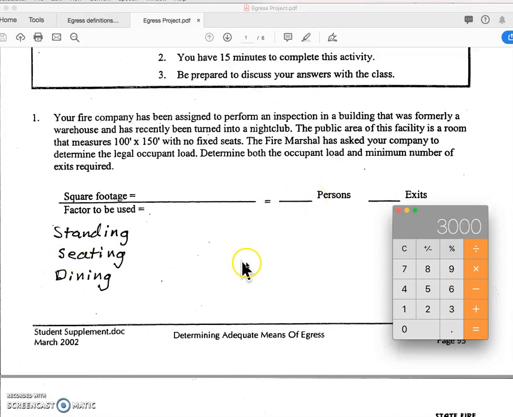Okay. Now, if it was seating, we're going to go back to our 15,000 number, divide it by 7. Because this is non-concentrated seating, not fixed seats. These are chairs that are removable. We divide it by 7. I think I did something wrong there.